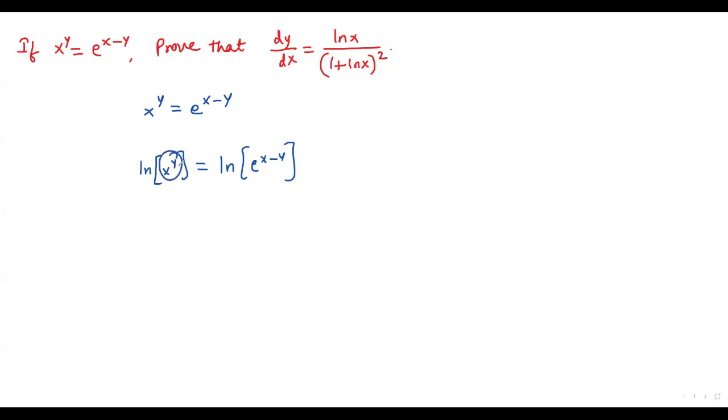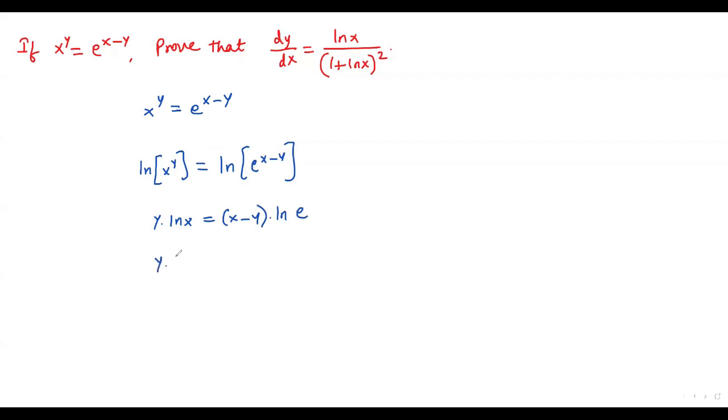Because the argument of a logarithm is a power, when I use the power rule of logarithm, the exponent we have over here can be moved in front of the logarithm. Then I'm getting y times ln x equals the same thing. Here the argument of the logarithm is a power, so the exponent can be moved in front of the logarithm according to the power rule. Then I'm getting (x minus y) times ln e.